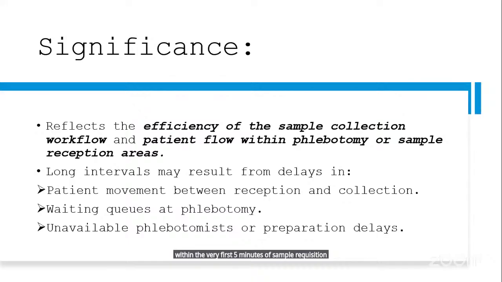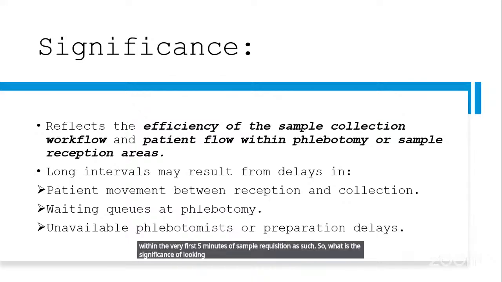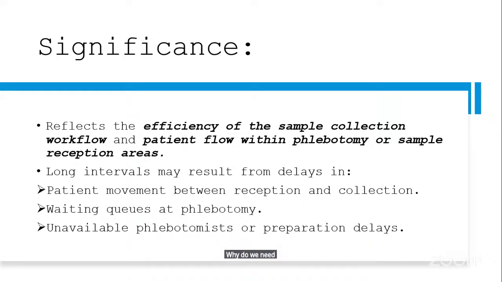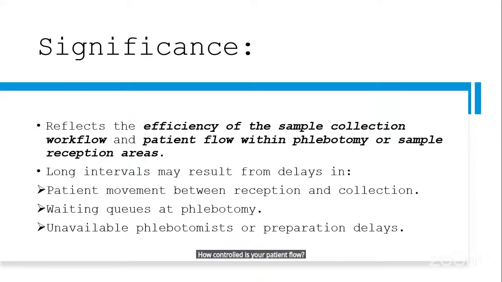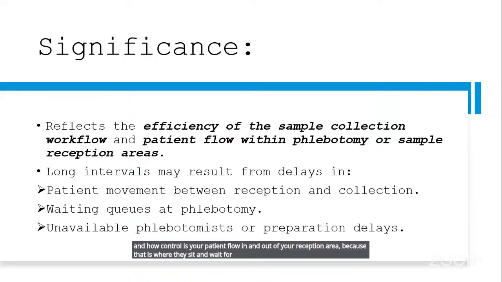So what is the significance of looking at this time? Why do we need to look at this time? It actually reflects on the efficiency of sample collection workflow and patient flow within phlebotomy or sample reception areas. Okay? Efficiency of sample collection workflow. How efficient is your sample collection workflow? How controlled is your patient flow in and out of phlebotomy? And how controlled is your patient flow in and out of your reception area, because that is where they sit and await for service delivery as such.